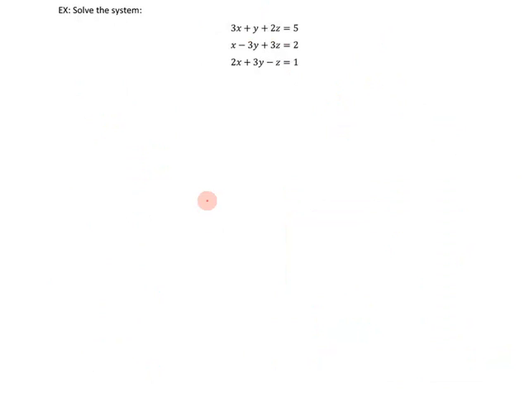Alright, here we've got another problem. 3x plus y plus 2z is equal to 5. x minus 3y plus 3z is equal to 2. And 2x plus 3y minus z is equal to 1.